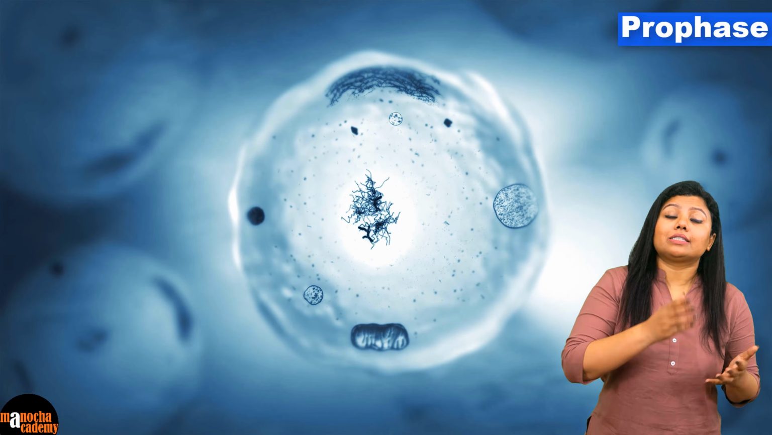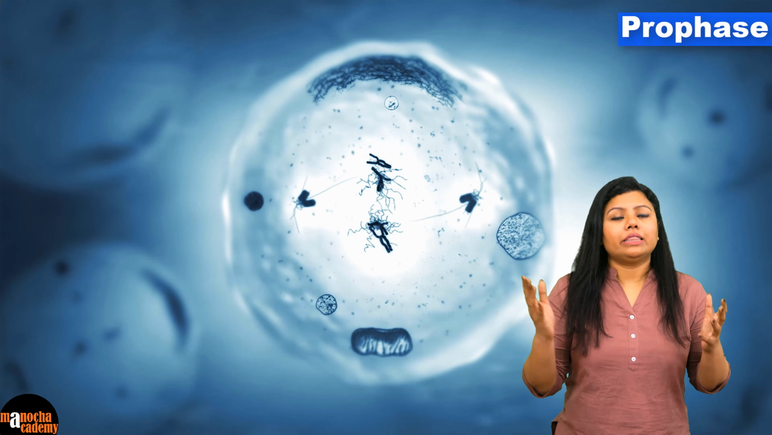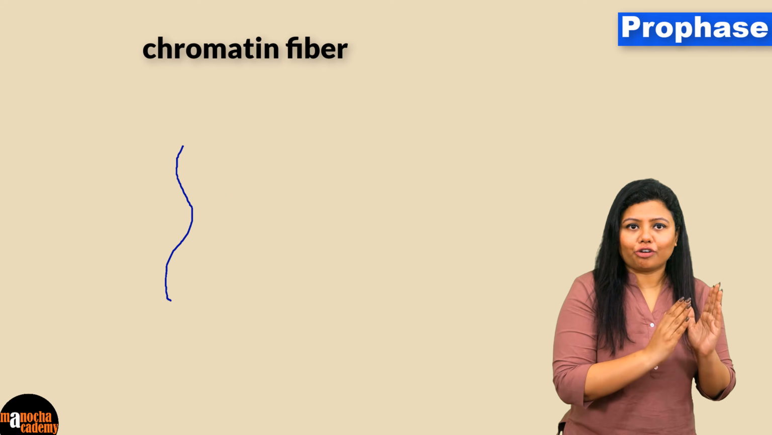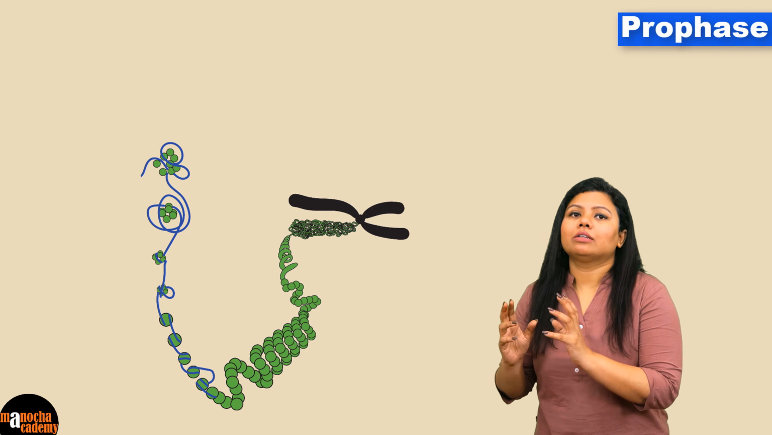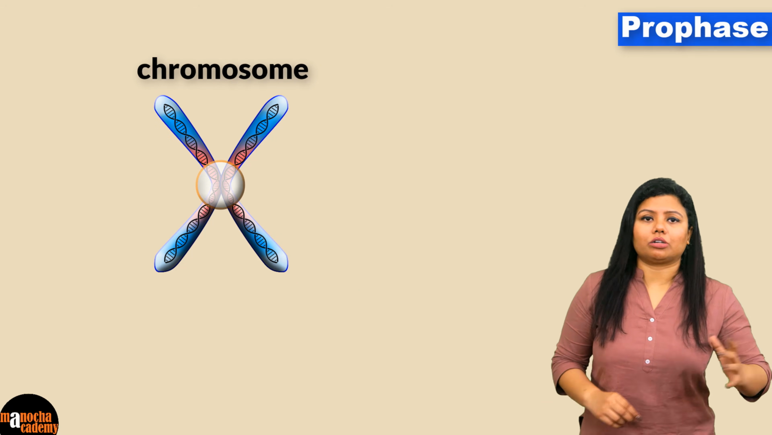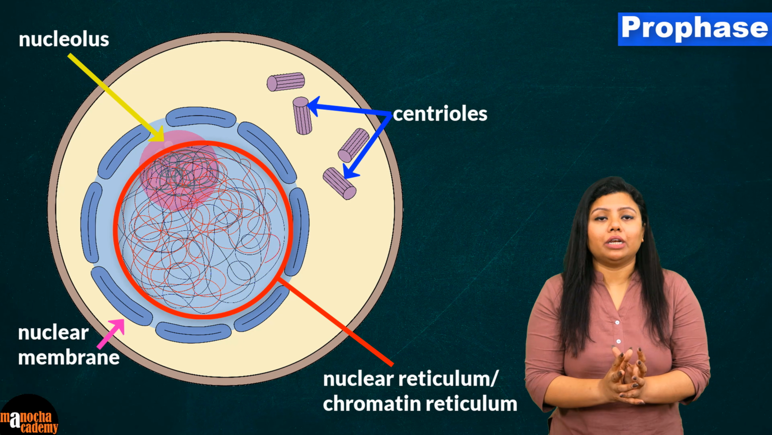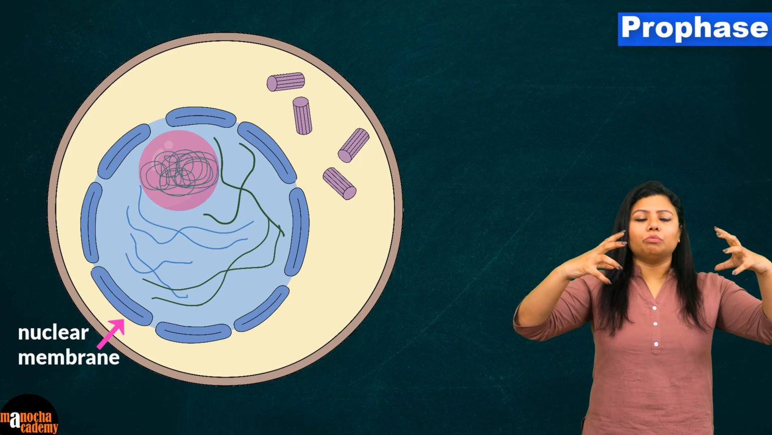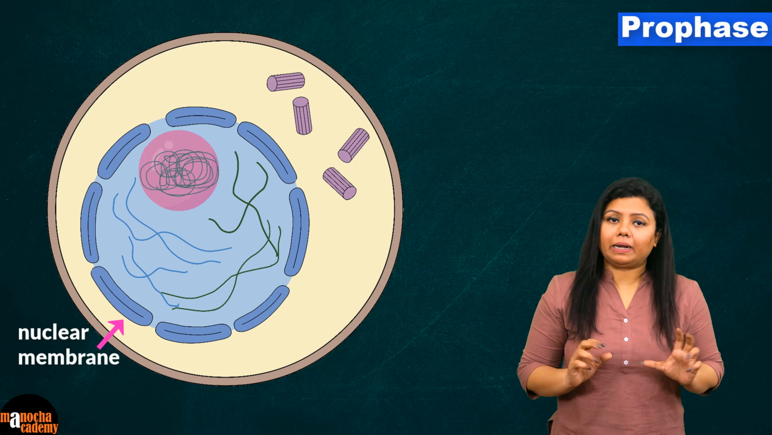This condensation starts from prophase, but it goes on till the next phase as well. This makes the chromatin fibers, that is thin thread-like colored fibers, change into rod-shaped thick structures which are known as chromosomes. So that was the structure. What is the location? All this while, the entire nuclear reticulum was equally distributed in the nucleus. Now, they slowly start moving towards the nuclear membrane. So they start migrating towards the nuclear membrane.